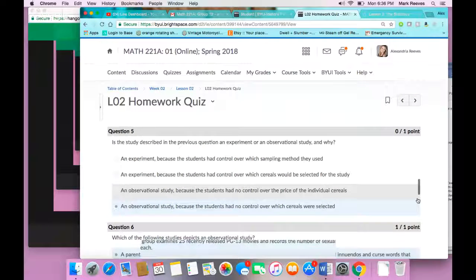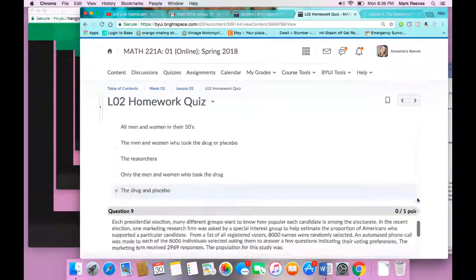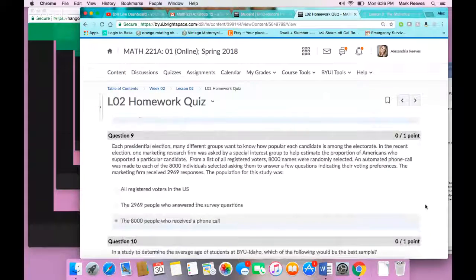That's funny. These were all the ones where we were a little hesitant. So on number 9, where it says from a list of all registered voters, is that the entire population? Yeah, because it says from a list of all registered voters, 8,000 names were randomly selected. So I think that's actually right. Okay, so then it would be all registered voters.